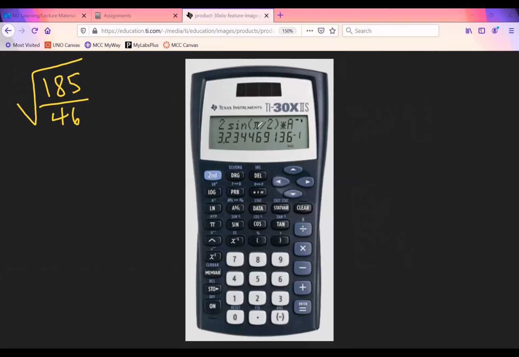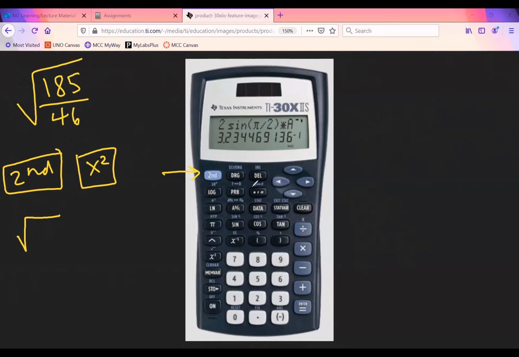What I can do is still start by hitting the second key, so second, and then x squared. That will show that square root symbol up at the top of the screen. Then to enter a fraction, there's this ABC key that I have here. It's barely readable on the screen, but it says ABC. It kind of looks like A and then B over C, like it's a mixed number. I'm guessing most of you are used to using that already to do some fraction calculations, but we're going to use that to enter our fraction. So 185, and then I think you hit the ABC key after that, and then the 46. Okay, I might have gotten that out of order.